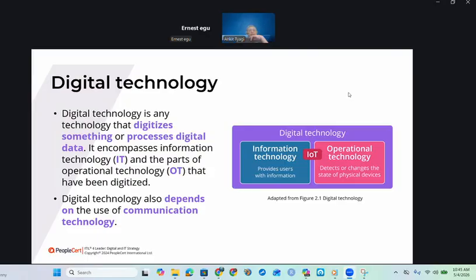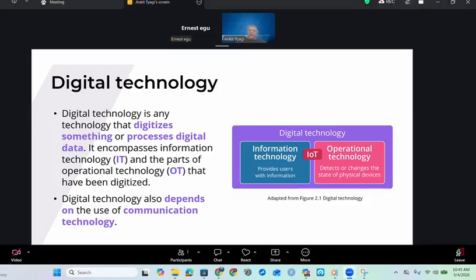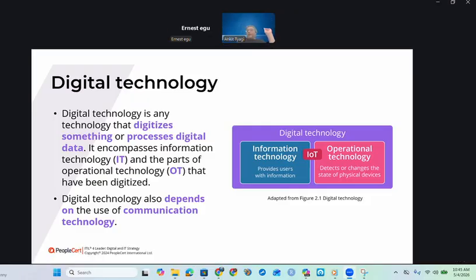So, digital technology. When we talk about this term, it is anything that digitizes something or processes the digital data. It encompasses the information technology and the parts of operational technology that have been digitized. Digital technology also depends on the use of communication technology, which makes it an Internet of Things. Now, let's take an example. First, let's see what they say about information technology and operational technology.